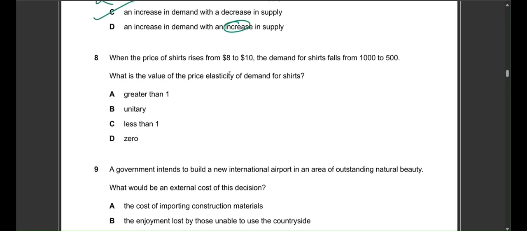When the price of shirts rises from $8 to $10, the demand for shirts falls from 1000 to 500. What is the value of the price elasticity of demand for shirts? Okay, so for this question I would suggest let's do the calculation. So I hope you all know the formula.